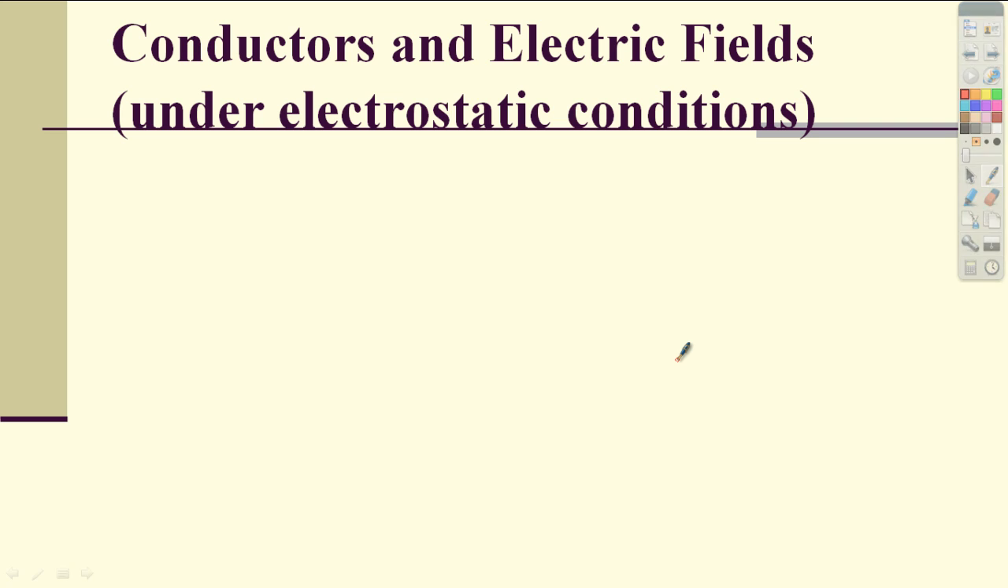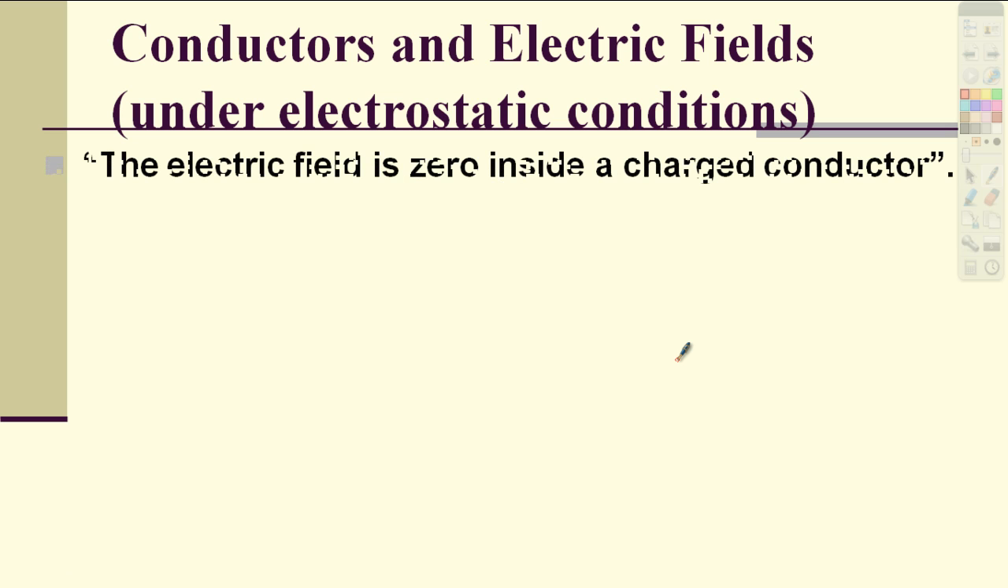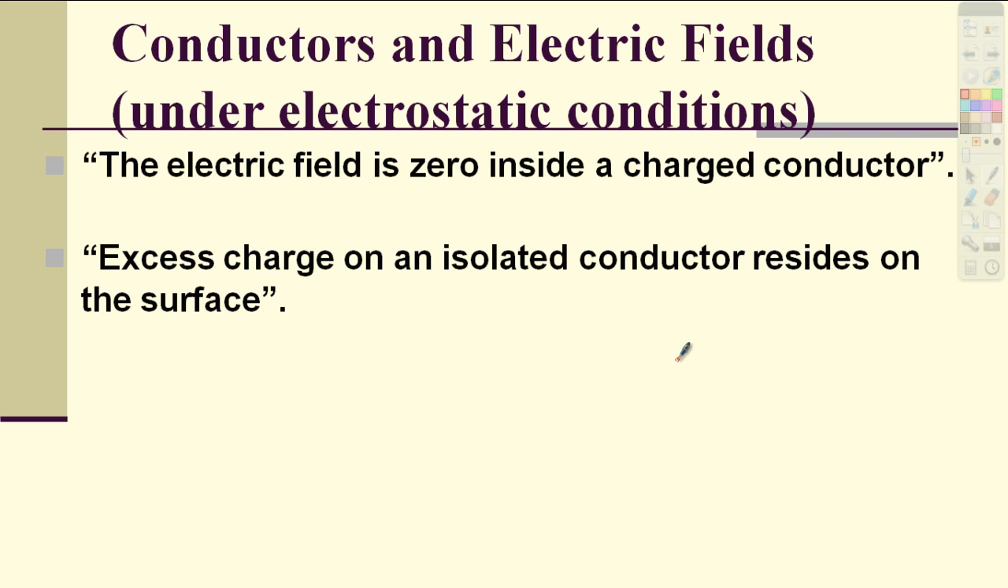So conductors, electric fields, under electrostatic conditions. Remember, electrostatic means the charges are static, still. So the electric field is 0 inside a charged conductor. This is how the cage demonstration at the Boston Museum of Science works. There's no electric field inside this charged conductor. I'll show a video of that in a second.